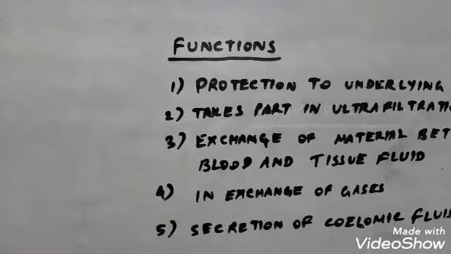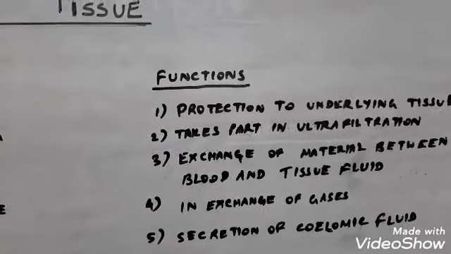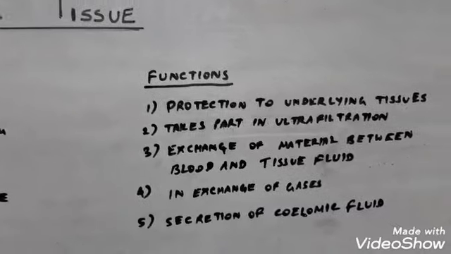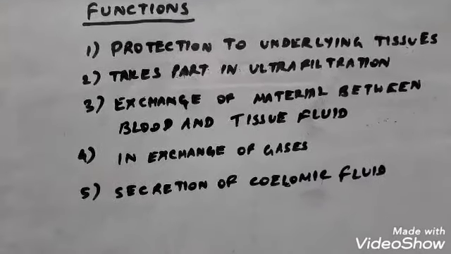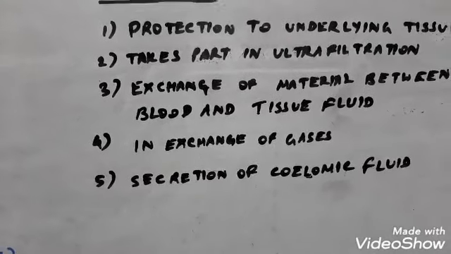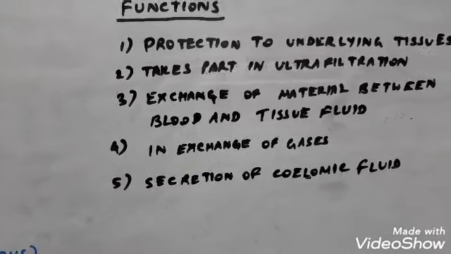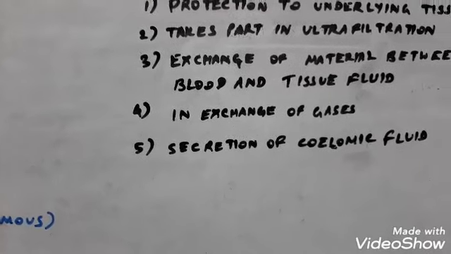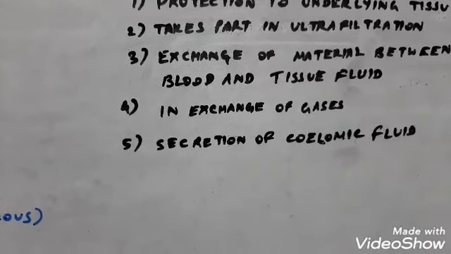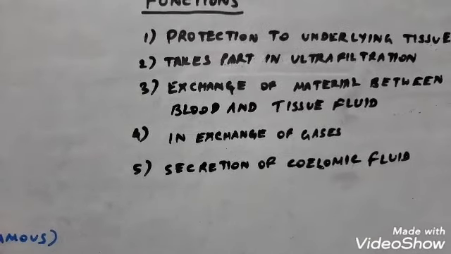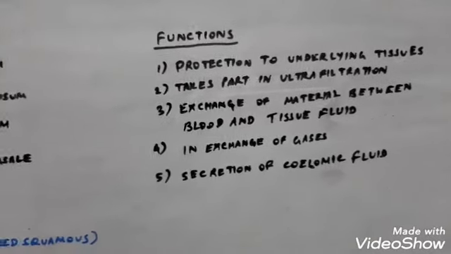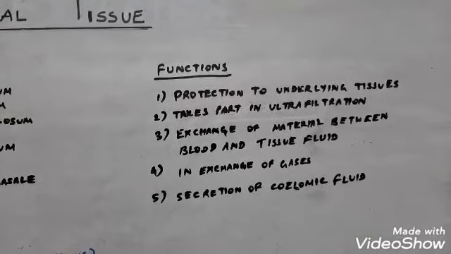Now what are the basic functions of this squamous epithelium? Squamous epithelium basically helps in the protection of the underlying tissue. It takes part in ultrafiltration in the kidney tubules, helps in exchange of gases or materials between blood and tissue fluid, helps in exchange of gases in the lungs, in the alveoli, and it helps in secretion of the coelomic fluid. So these are the general functions of epithelial tissue.